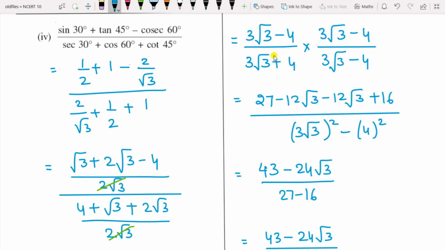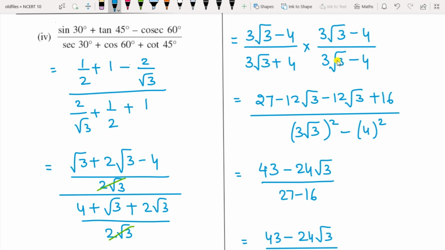Then you have to, so these are the like terms. So 2 plus 1 will be 3. Here also 2 plus 1 will be 3. So 3 root 3 minus 4 upon 3 root 3 plus 4. Again you have to rationalize. So see the sign of the denominator, it is plus. You have to multiply with minus here, minus term here.